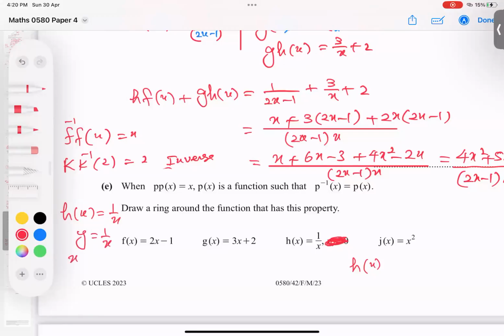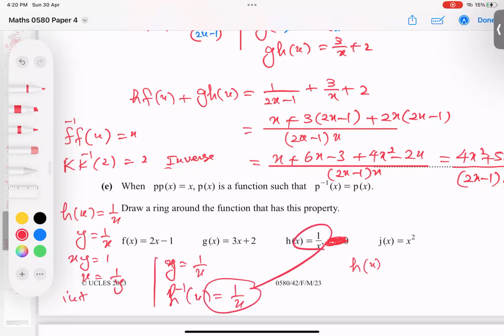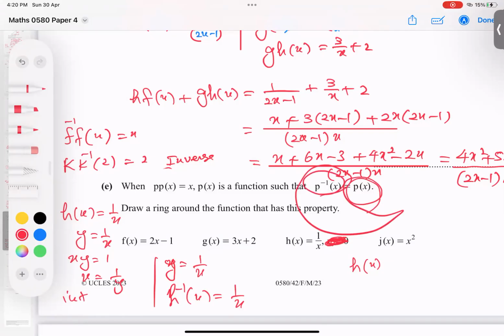Cross multiply: xy equals 1. x is equal to 1 over y. Interchanging, x becomes y and y becomes x. And this is called h inverse of x, which is 1 by x. See, again it matches. He was saying that when you find a function and its inverse, they are equal to each other.